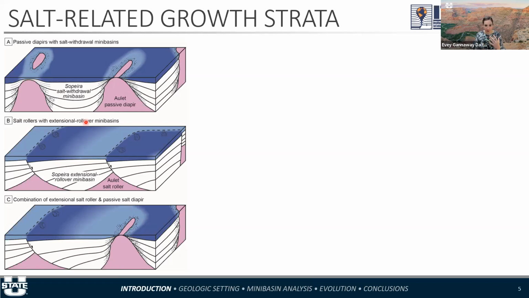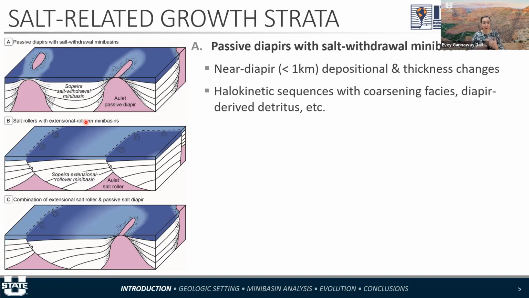So we have one starting model where we have passive salt diapirs, and those mini basins develop due to salt withdrawal. In other words, our subsidence is driven primarily by differential loading and evacuation into these rising passive salt diapirs. And in that case, we would expect strata that thin and upturn towards that diapir margin.